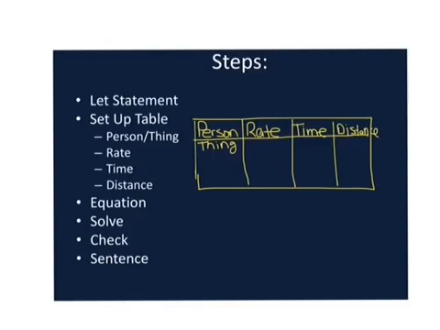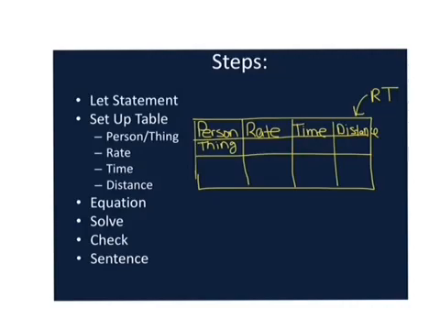Okay, the distance column is your rate times your time. So whatever that is for each item, that goes in your distance. Your equation then is usually using your distance column, putting it together in some mathematical way, solving for x, making sure it makes sense through your check, and then writing your sentence answer.